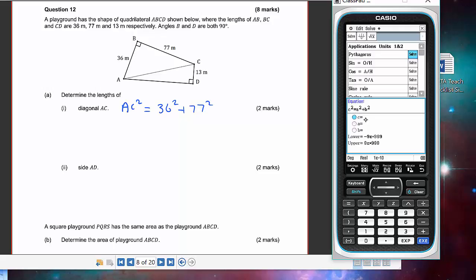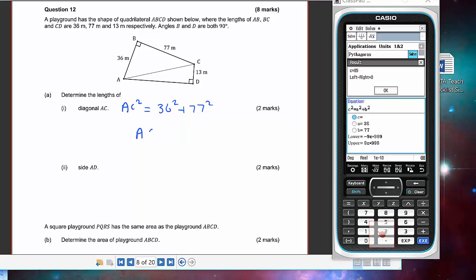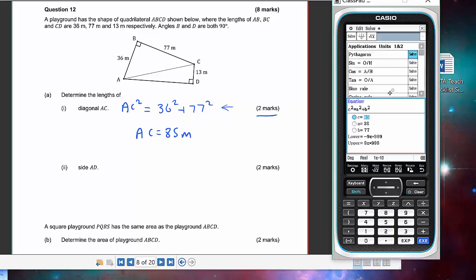The C is the hypotenuse, that's what we're trying to work out. We know that A is 36 and B is 77, doesn't matter if those are the other way around. And then we'll just solve that one, and we get C is 85. So AC is equal to 85 meters. Now it's a 2-mark question. You don't actually have to show any working here, but I would show that I'm using Pythagoras' theorem.